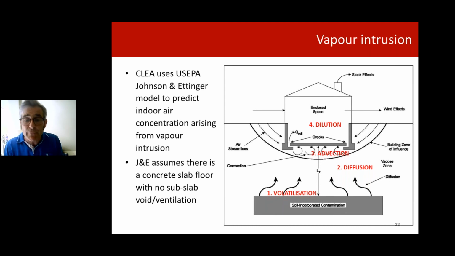It then models diffusion upwards, because you've got high vapor concentration down near the soil source zone, and a low vapor concentration up by the soil surface, so you get diffusive flux upwards.